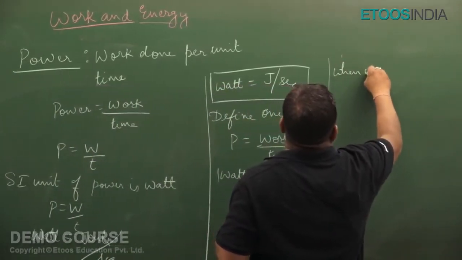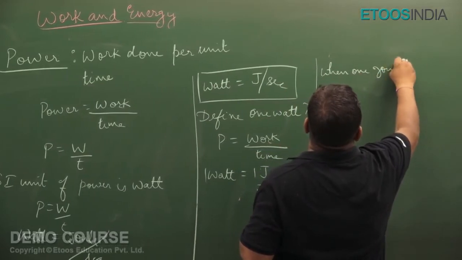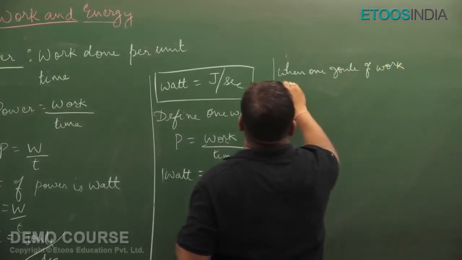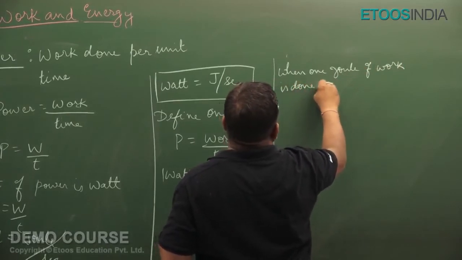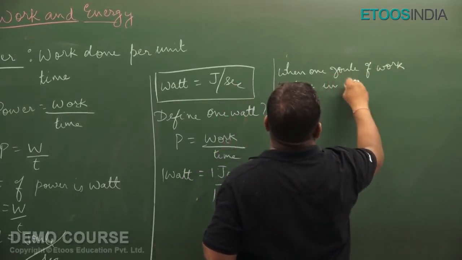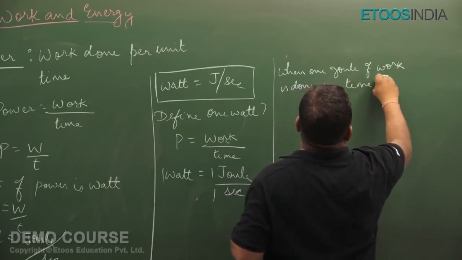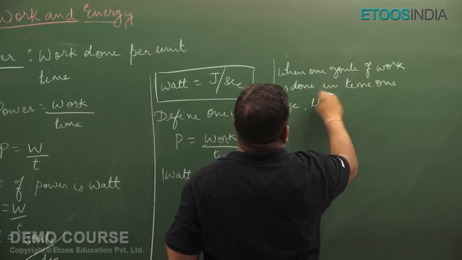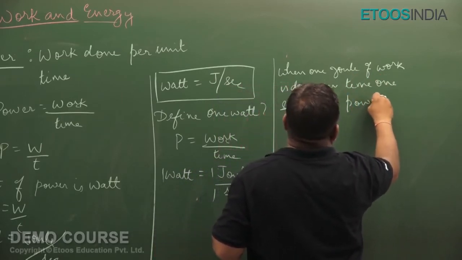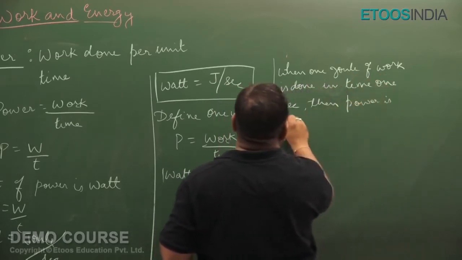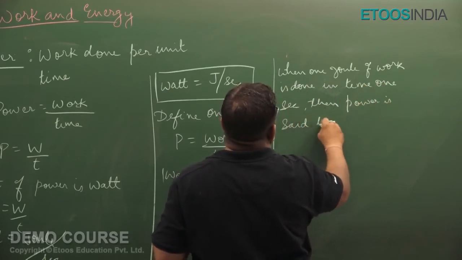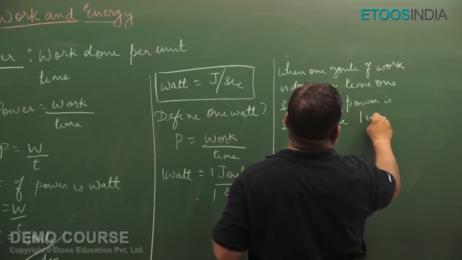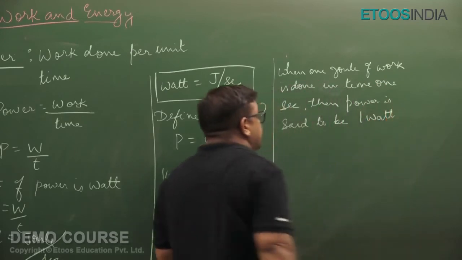See, when 1 joule of work is done in time 1 second, then power is said to be 1 watt. Is it clear?